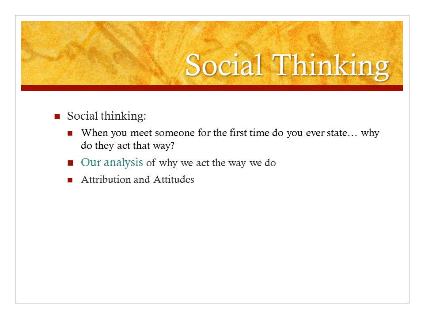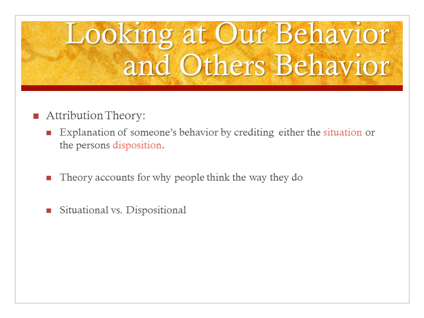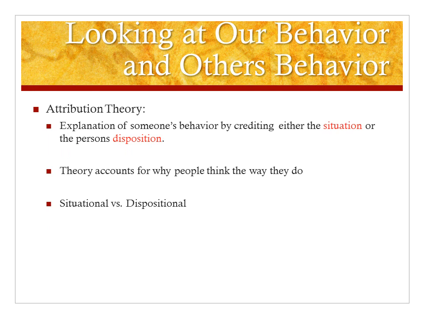And another thing that can influence our thinking is our attitude or our belief towards something. Okay, so our beliefs are what we really kind of think about in terms of a situation, and then the other one is maybe why essentially that is taking place. Okay, so the attribution theory is you're trying to explain someone's behavior by either crediting the situation or you're going to credit the person's disposition.